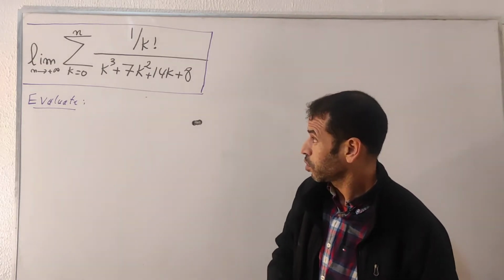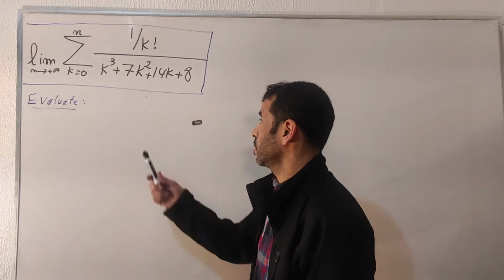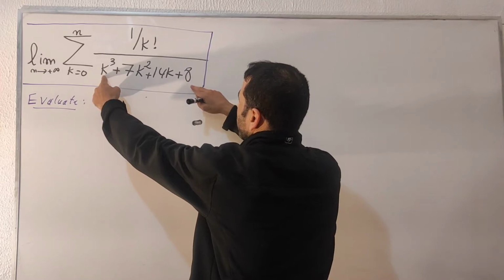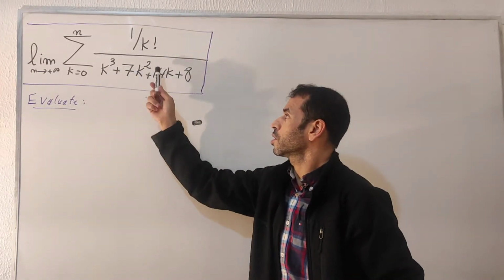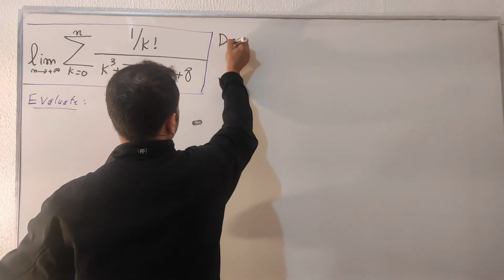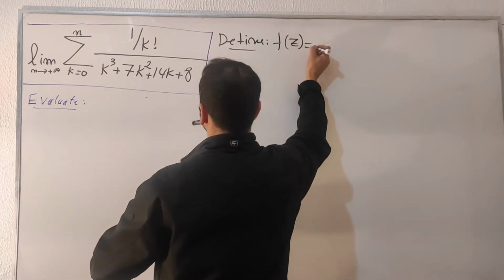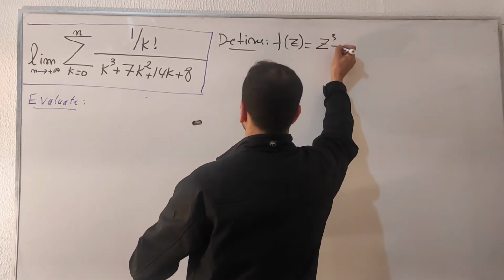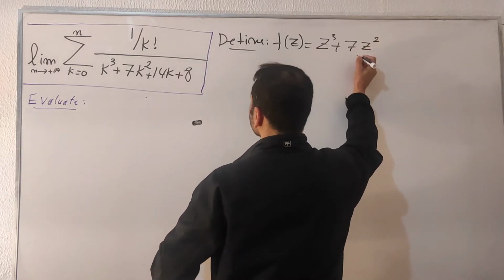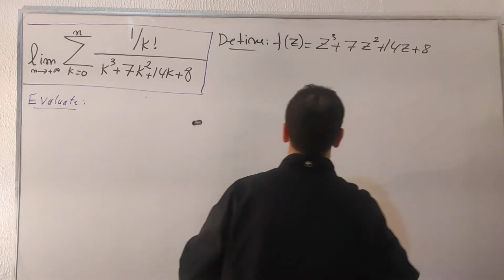So now let's jump into this one. The first idea that comes to our minds is to factor out the denominator. Let's define the function f of z, which equals z cubed plus 7z squared plus 14z plus 8.